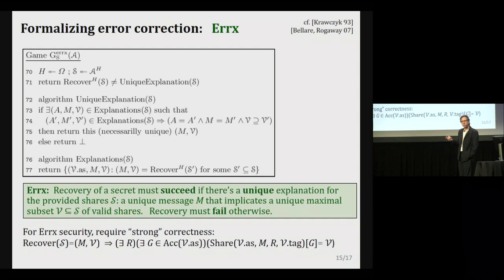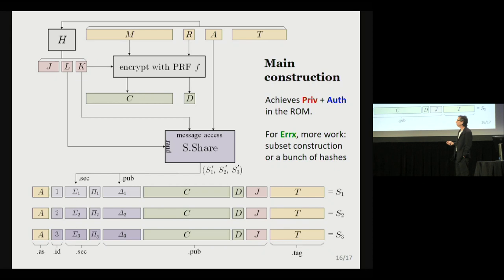Here is a scheme that does it. It does privacy plus authenticity. You have to add a little bit more to achieve the error correction condition. I won't talk through it all, but the idea is to start with a standard secret sharing scheme and to embellish it appropriately with symmetric encryption and with moderate use of a hash function modeled as a random oracle for purposes of the privacy proof.